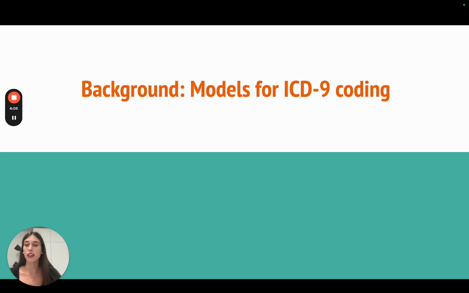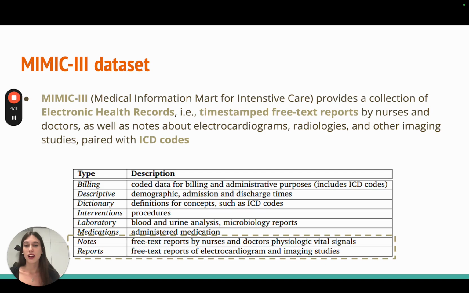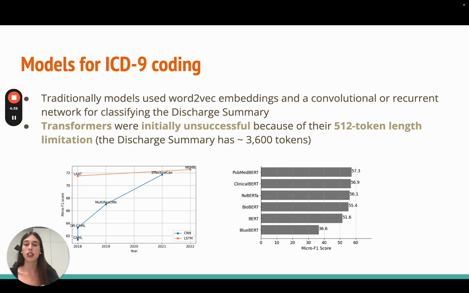Before we move on to our approach, let's discuss some of the current models for ICD-9 coding and the background and history of this topic. All of these approaches for ICD coding typically use the MIMIC-III dataset, which provides a collection of electronic health records, which are time-stamped free text reports written by nurses and doctors, as well as other notes, as I have mentioned before. And these are always paired with the final ICD codes that were assigned.